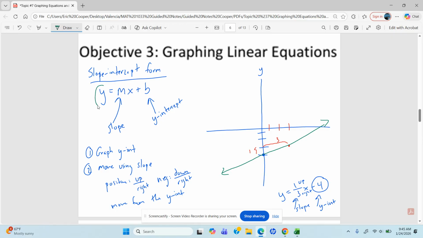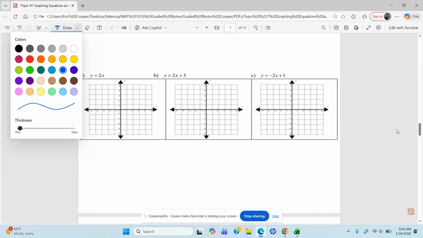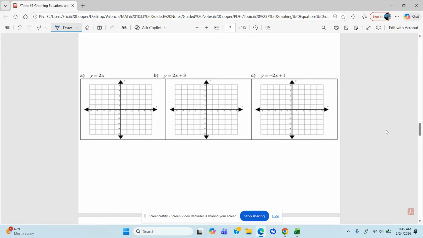Notice as we do this, our equations are always solved for y. So if they're not solved for y, we can do that first, and then it should make it easy to graph it in slope-intercept form. Let's take you through some examples. I'm going to start with b.